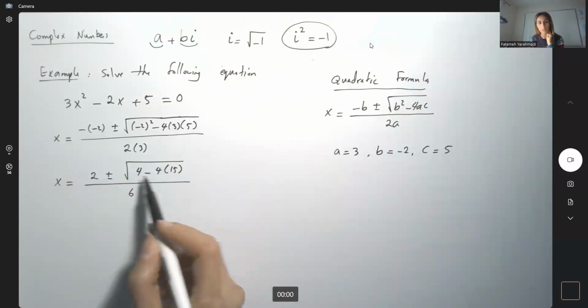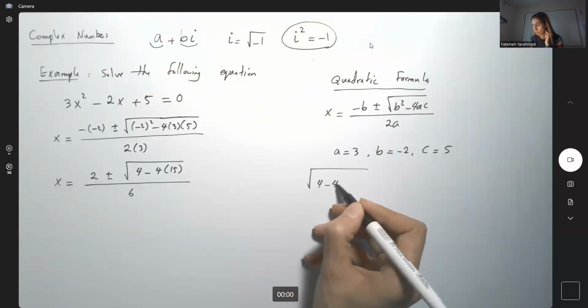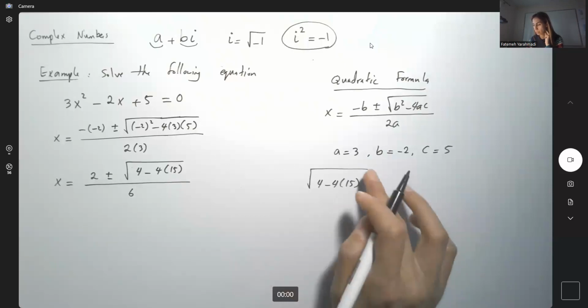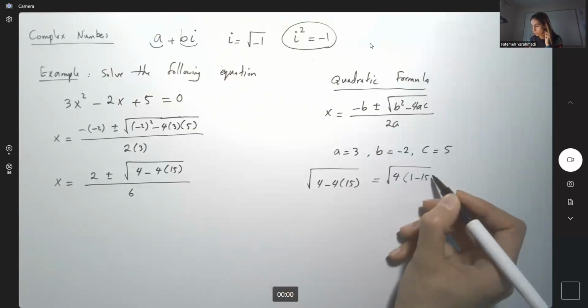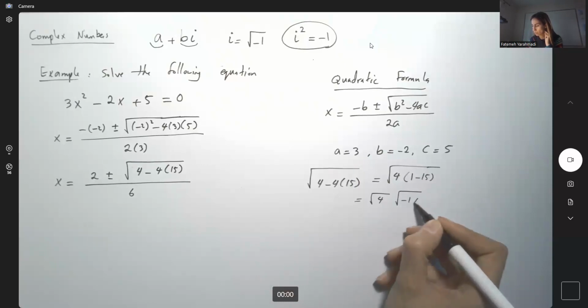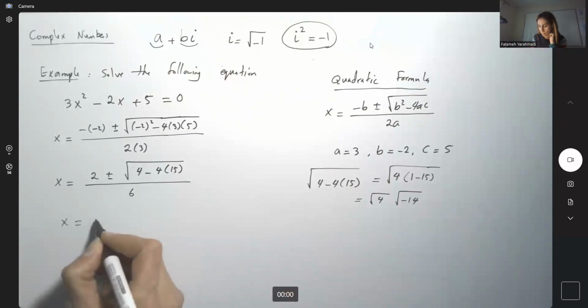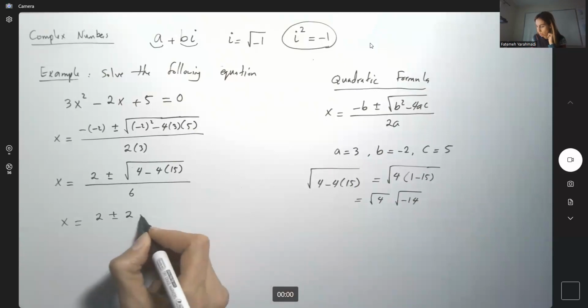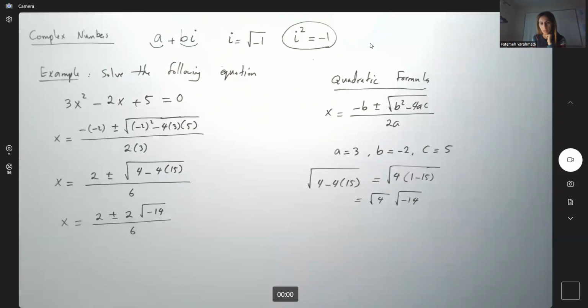I'm going to write it this way because it makes it easier to handle the radical. What do I mean by that? The square root of 4 minus 4 times 15 is equal to the square root of 4 times (1 minus 15). So this becomes the square root of 4 and the square root of negative 14. So take a look: x is 2 plus or minus 2 times the square root of negative 14, divided by 6.